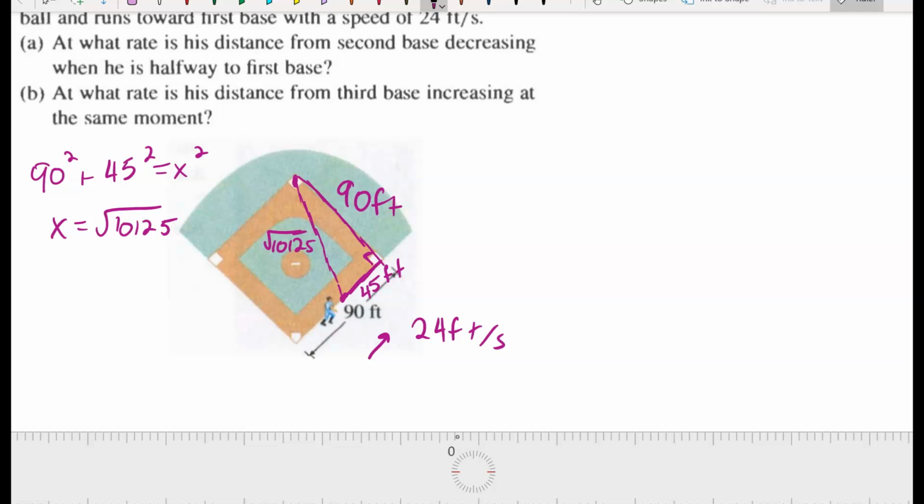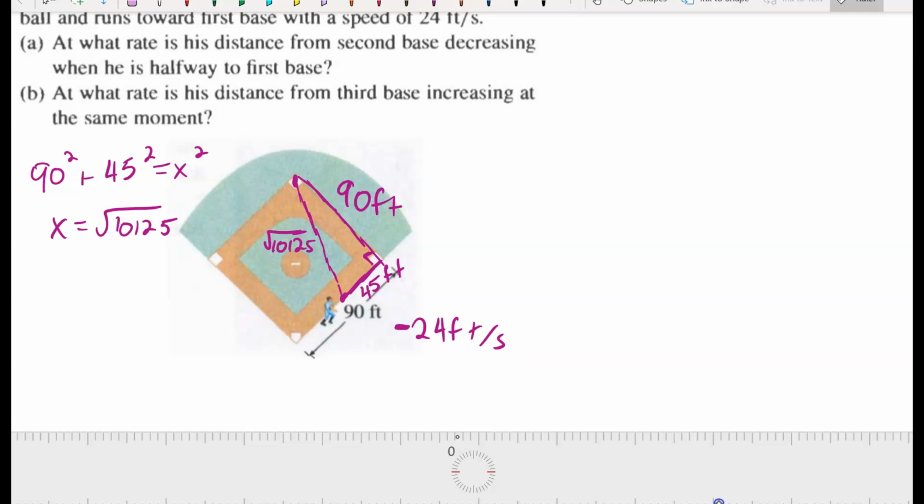Now, I actually have the rate of change of one of these sides, right? I know that this side is closing in at a rate of 24 feet per second, but you need to ask yourself, is this side getting smaller or bigger? And if he's running towards the base, the goal is for him to get there. So that's a negative rate of change because that side of the triangle is decreasing.